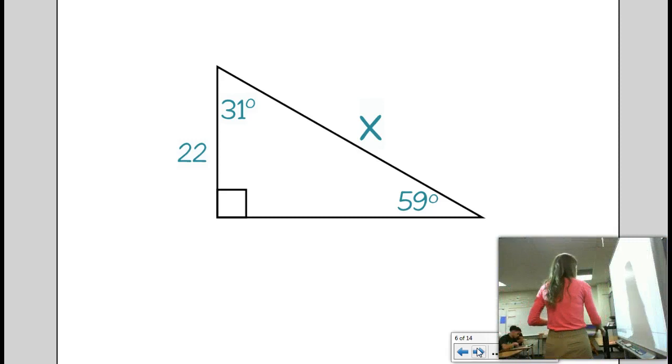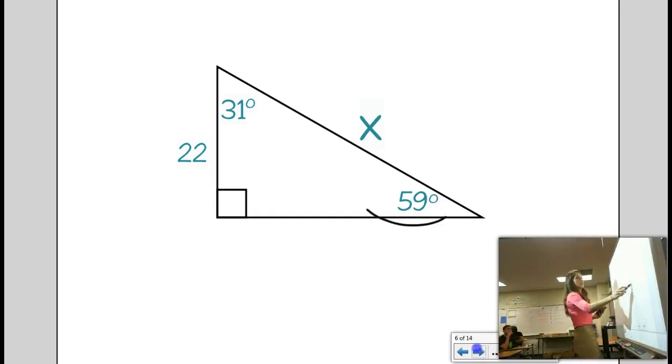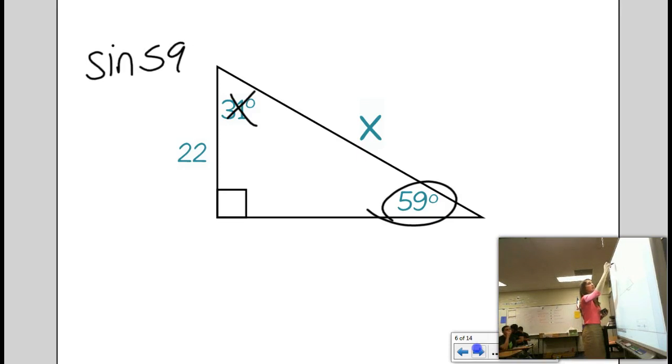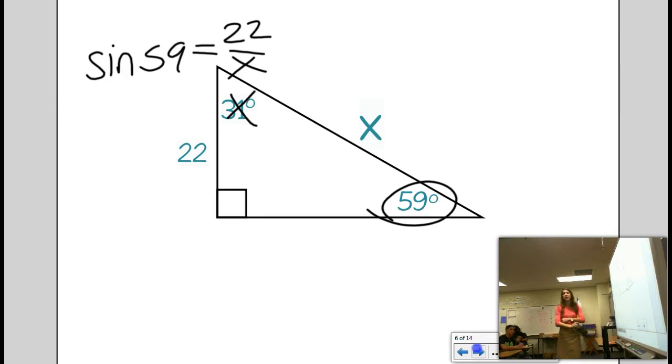Melanie, which angle did you choose to work with? 59. Chose to work with that one, so we're going to ignore that one. So what trig function did you choose? Sine. Very good. Oh, that rhymes. Sine 59 equals 22 over x. Nathan, multiply or divide? Denominator, divide. Very good. 22 divided by sine 59.